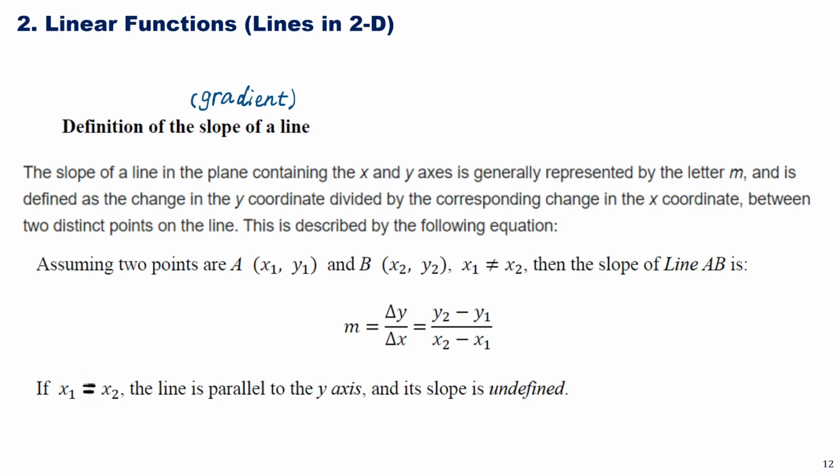Are you clear? No? Okay. I'll explain this a little bit. So this is the definition of the slope of a line, which is delta y over delta x. What is delta y? Delta y is the difference between these two y coordinates, and delta x is the difference between these two x coordinates. And if x1 equals x2, actually this line is parallel to the y-axis, right? In that case, we do not have a slope, or slope is undefined.